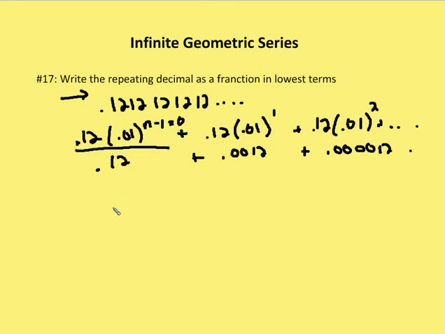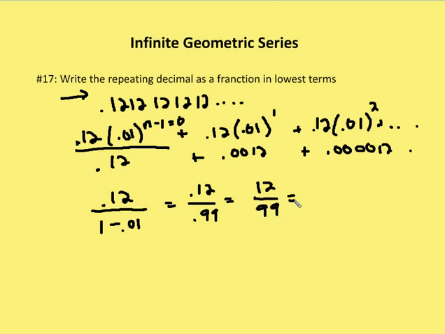In this case, we have our sequence formula, where a sub 1 is equal to 0.12, and our constant ratio is 0.01. Plugging that into the formula for the sum of an infinite geometric series, I end up with a value of 0.12 over 0.99, which is the same as 12 over 99. Then reducing this, taking out a common factor of 3, I end up with 4 over 33 as my fraction, which in simplest terms represents my repeating decimal of 0.1212.